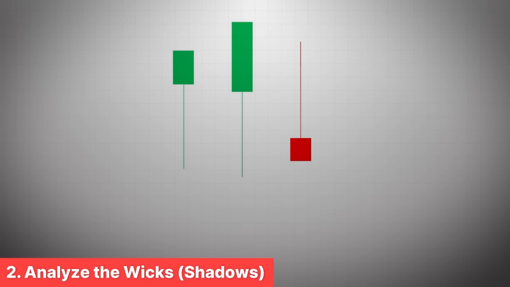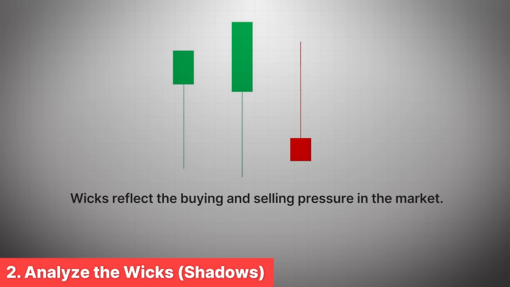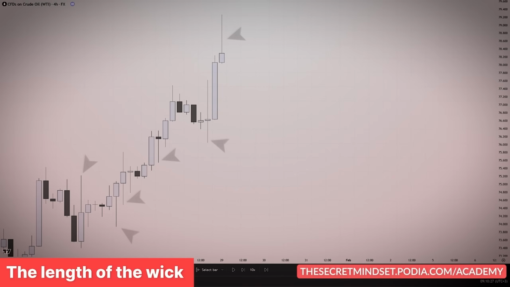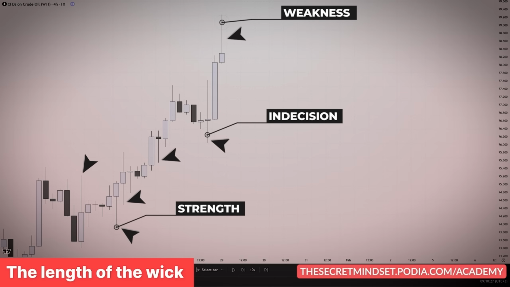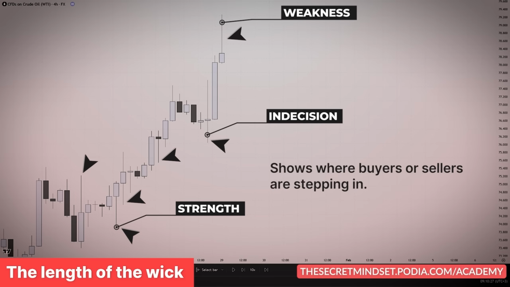Next, you look at the upper and lower wicks of candlesticks, also known as shadows. These wicks reflect the buying and selling pressure in the market. Consider them as rejection areas, where the market simply didn't accept the prices represented by the wick. The length of the wick, whether at the top or bottom of the candle, should always be a main point of focus. It instantly reveals strength, weakness, or indecision in the market. And most importantly, it shows you where buyers or sellers are stepping in.